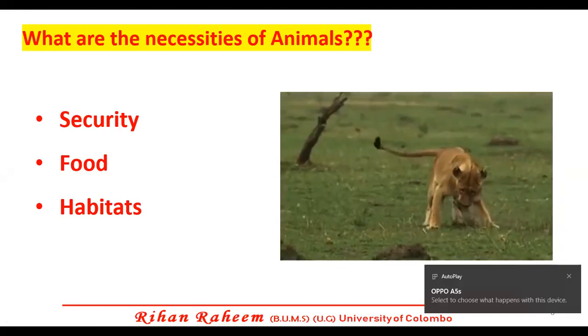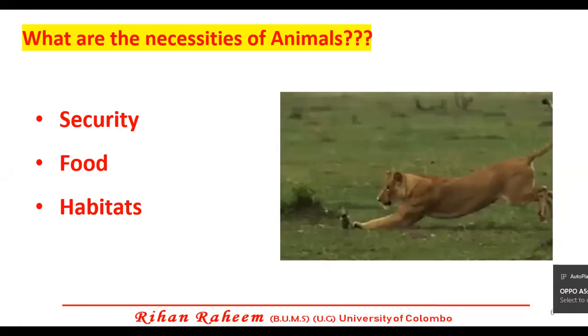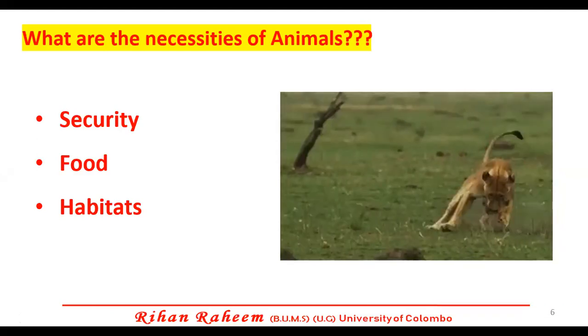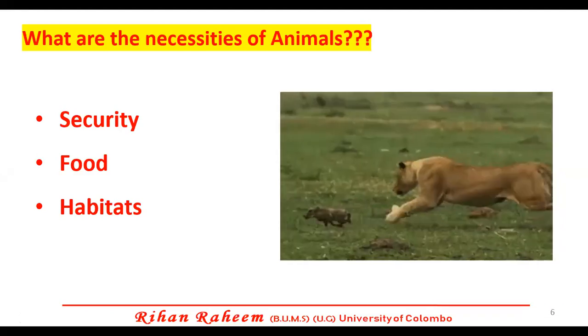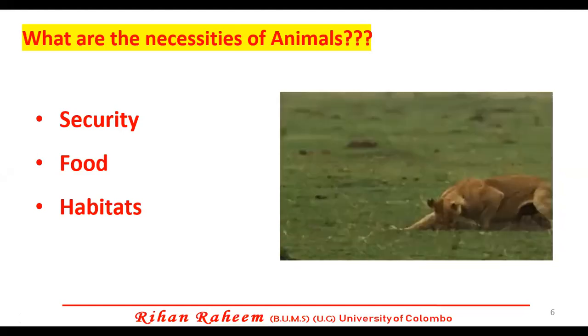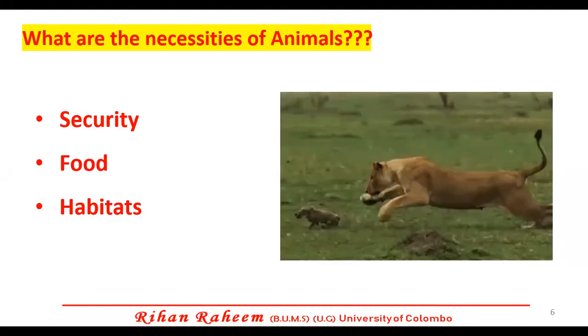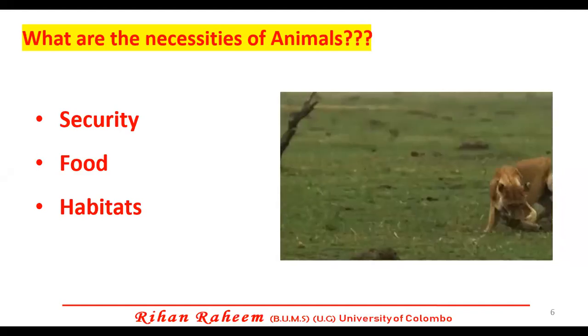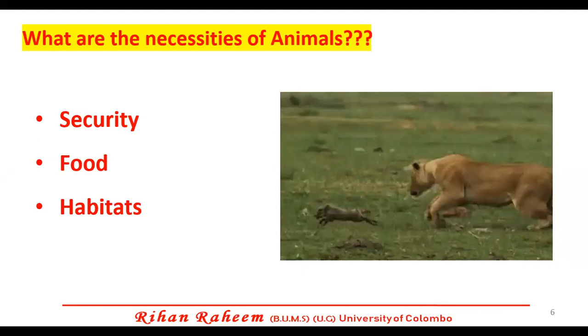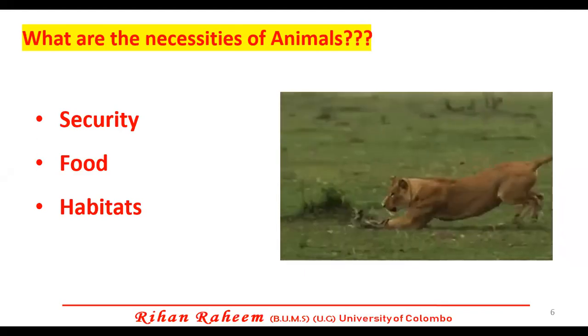Security. Security means some of the animals, when another animal is chasing, it's running away for its own security. Or else when it is raining, an animal will go into a plant or into a shade area and stay. That is security. All those things are security. So I hope you can understand security, food.